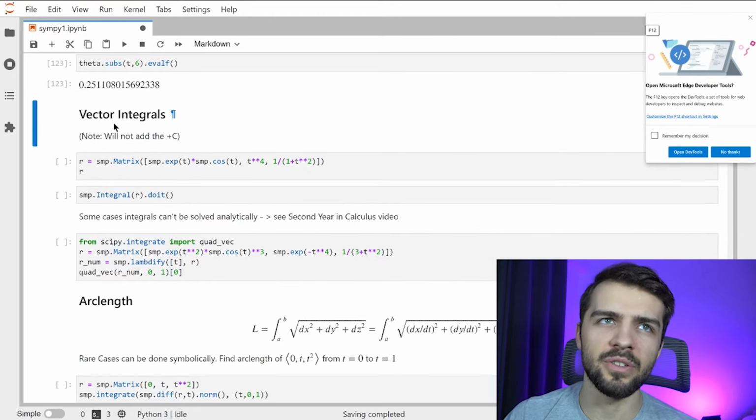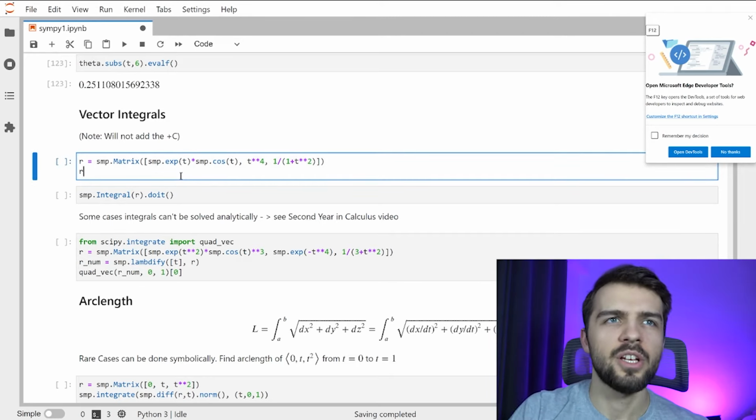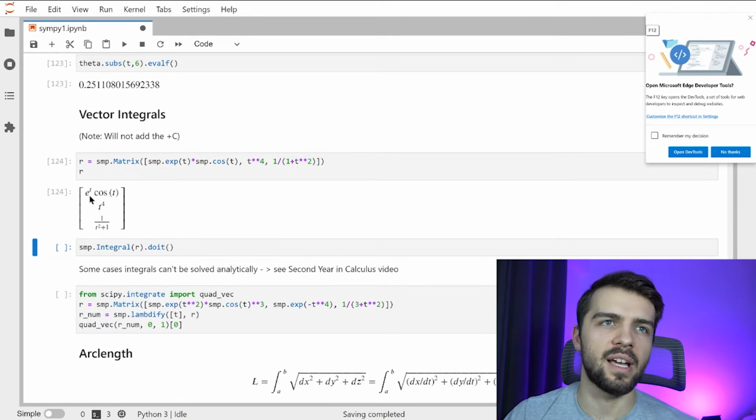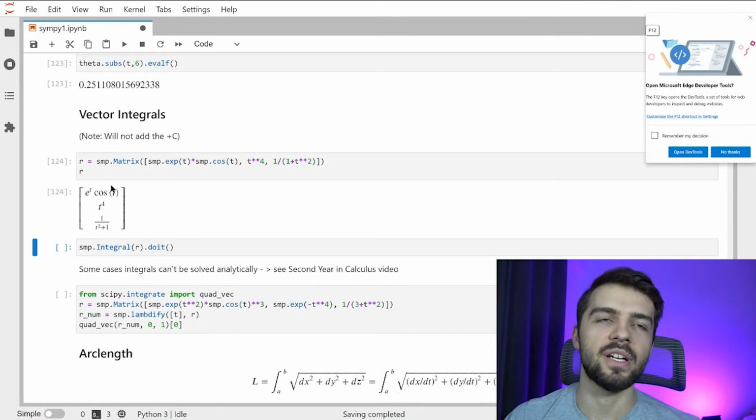I can also take vector integrals. It will take the integral of each term in a vector. So here I have a vector r like this, and I want the integral of this, the integral of this, and the integral of this, all as a vector. So that's a vector integral.